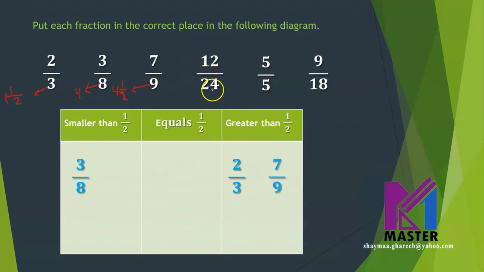What about 12 over 24? Is 12 half of 24? Yes. So this one is equal to half. So I will put the 12 over 24 here in the correct place. What about 5 over 5? Do you remember? The fractions equal to 1 whole. This fraction equals 1 whole. So is number 1 smaller or equal or greater than half? Of course, it's greater than half. So 5 over 5 will be placed here in this place.